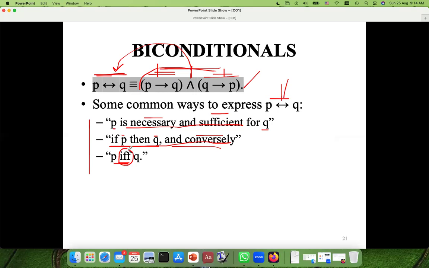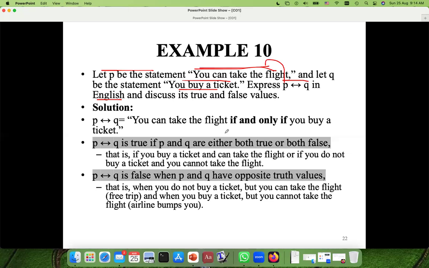Yeah, in the exam, you will see. So express this P biimplication Q in English. I am just up to this point; I'm not talking about the next one. And then here discuss its true and false values. This would be the answer to your previous question. So here P implies Q. P is what? You can take the flight. And Q is what? You buy a ticket. And introduce what? If and only if between them, and it is equivalent to P biimplication Q. Or you can introduce only if.